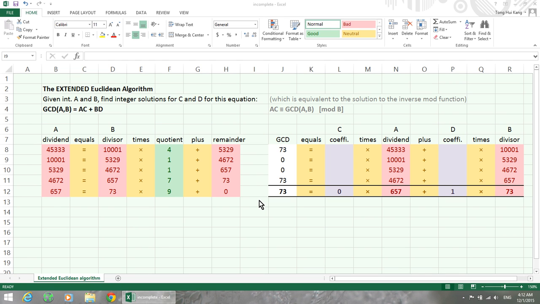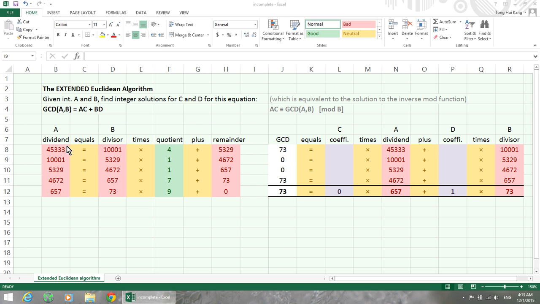To define what it does, I have to put some algebra here. Given integers a and b, the extended Euclidean algorithm finds a set of integer solutions for c and d for this equation: the GCD of a and b equals ac plus bd. Given a and b, find c and d. If you are familiar with the modular function, it is similar to finding the modular inverse. So you might want to take some time to digest this problem.